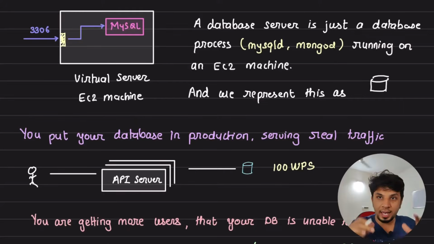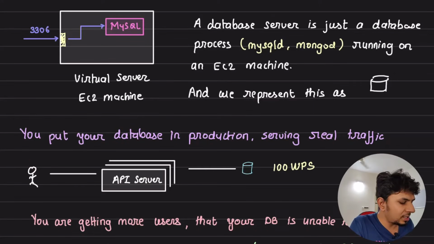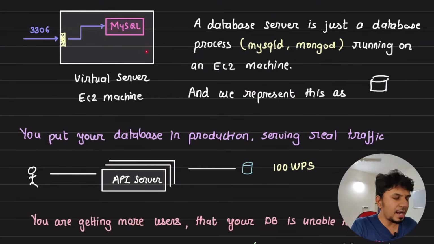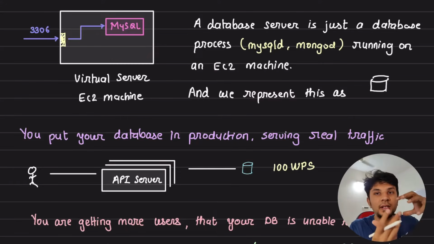In the actual world, when you put a database in production, what does this mean? This means that your EC2 server on which you have hosted your database, you are increasing the CPU and the memory and the disk of this server. There is no change to the MySQL process. The MySQL process was running before and will continue to run after. But what you did is you added more capacity to the server on which a database process is running.